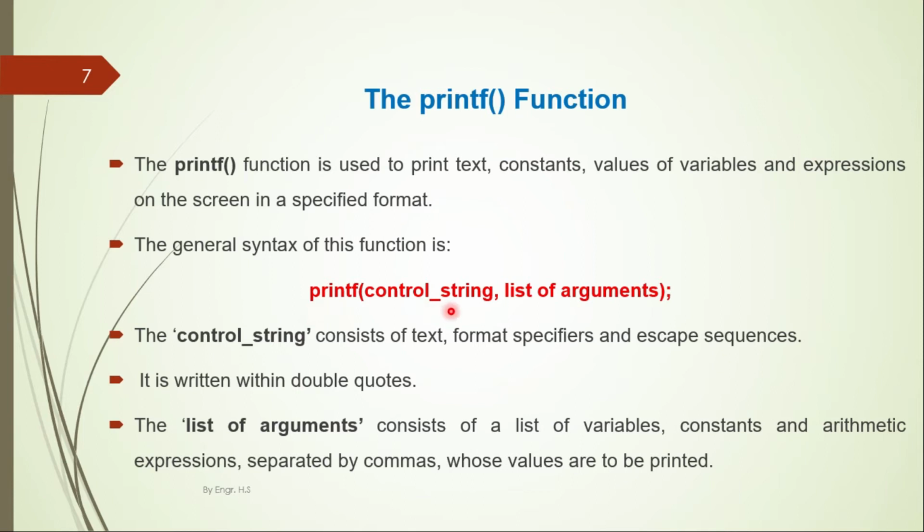Now what is a control string and what is meant by a list of arguments? The control_string basically consists of text, format specifiers and escape sequences. These three things will be included in your control string, and that text, format specifiers or escape sequences are always written within double quotes.